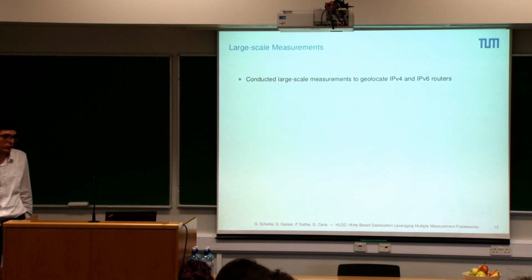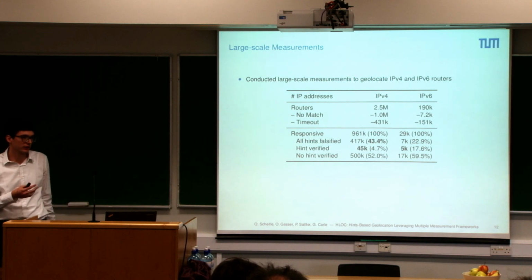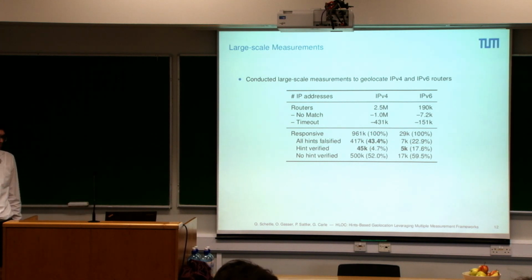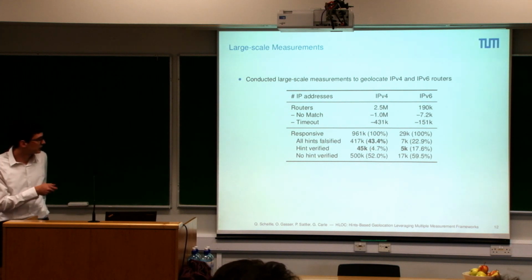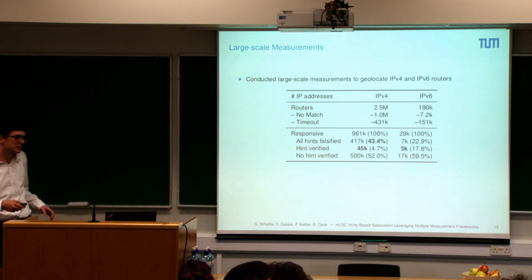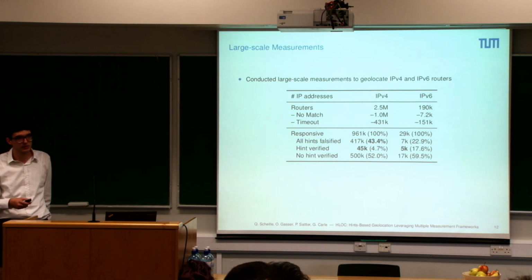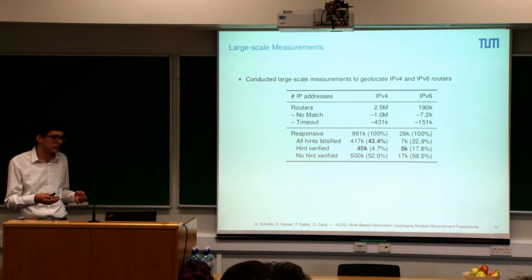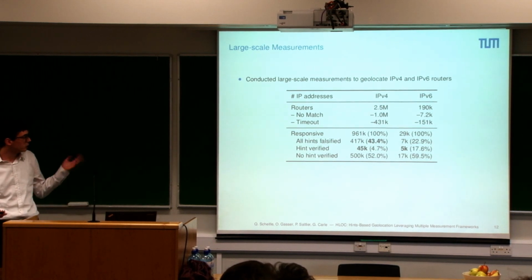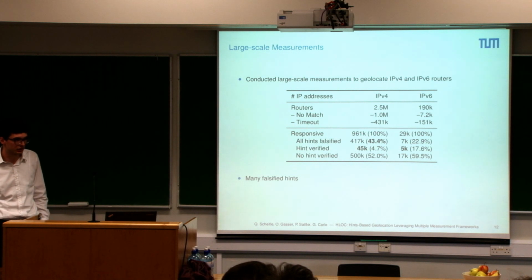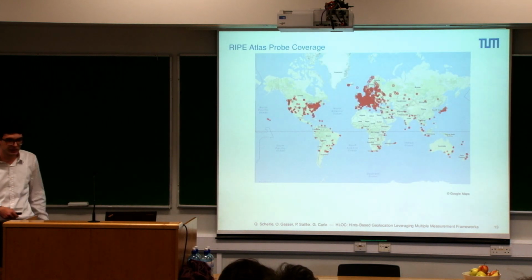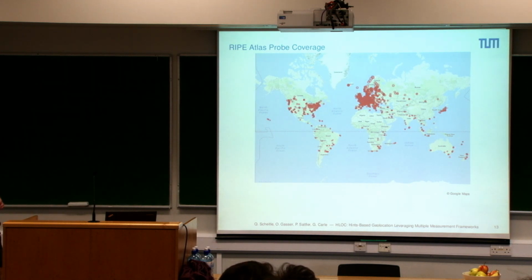Yes, so we evaluated our approach with IPv4 and IPv6 router domains, and here you see our general results. We also evaluated the difference between domains with IP encoded and without IP encoded, and you can see that in our paper. But now let's look at these results. We found a lot of hints which are falsified, so we can say these domains don't have a location hint, so no location hint was possible. And we could verify 50,000 domains locations.